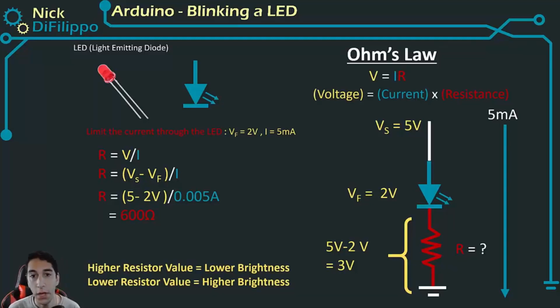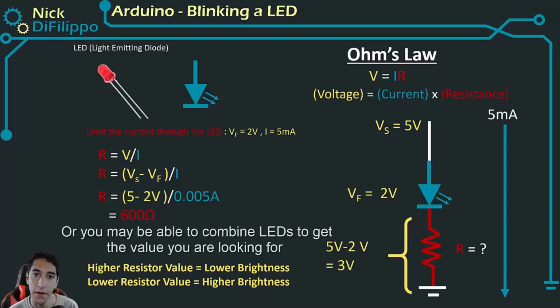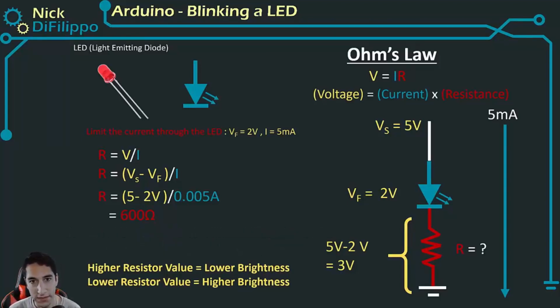You can either go with a higher resistor value, and that higher resistor value is going to limit the current even more, and you're going to have a lower brightness. Or you can go with a lower resistor value, and that lower resistor value is going to let more current flow, and you're going to have a higher brightness. Now, for me, I'm going to go with the lower resistor value. I'm way under my maximum forward current, and this lower resistor value is pretty close to the 600 ohms. So I'm going to go with a 560 ohm resistor.